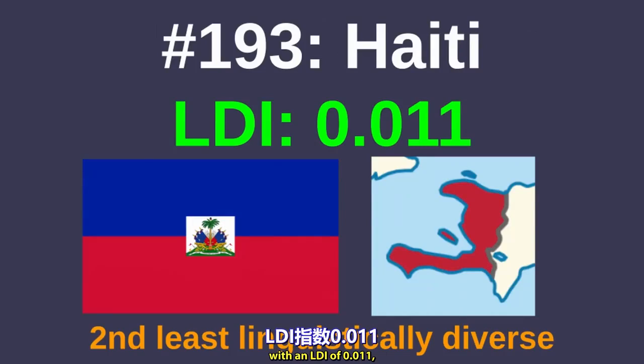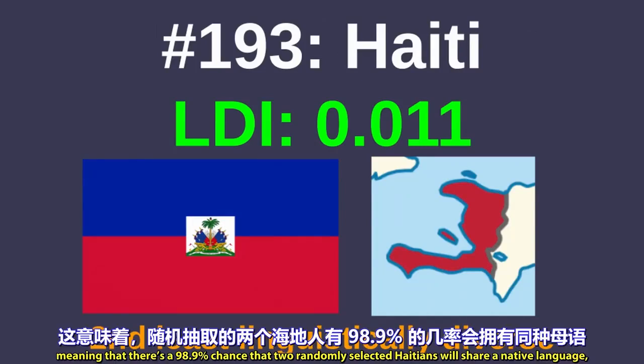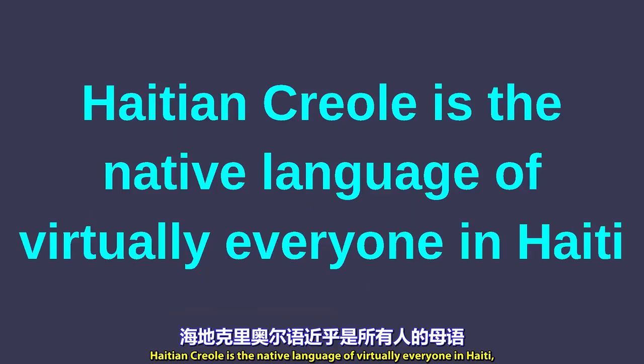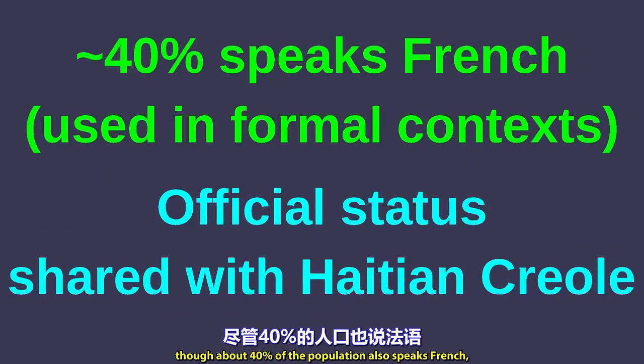Coming in at number 2 is Haiti, with an LDI of 0.011, meaning that there's a 98.9% chance that 2 randomly selected Haitians will share a native language, making it the least linguistically diverse country in the Western Hemisphere and both the Americas.